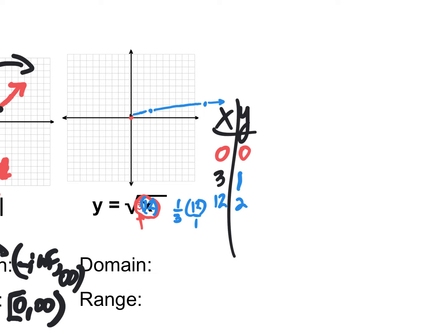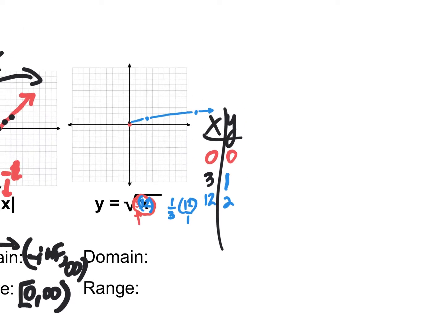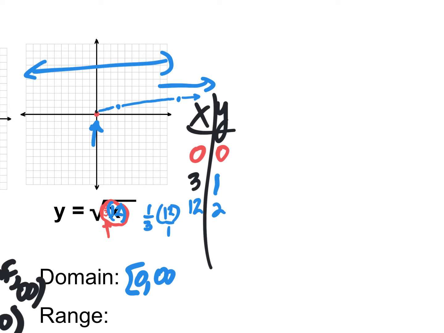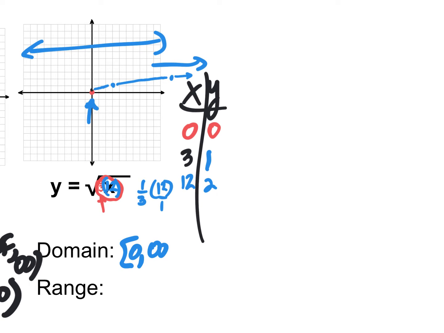All right, how about its domain and range? Well, the domain doesn't go forever in both directions. Square roots, you can't put negative numbers in there. So the domain starts right here at 0, and it keeps going to the right though. So 0 to infinity. Brackets when you can touch something, and it can touch 0. And the range is how low to how high. The lowest it went, 0. Highest it went, infinity.